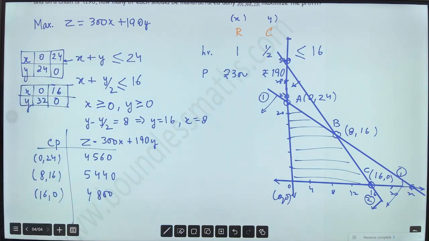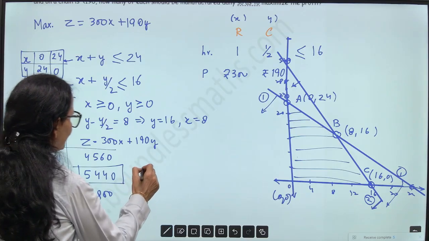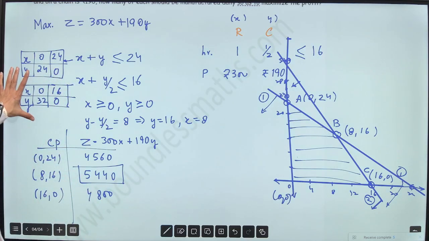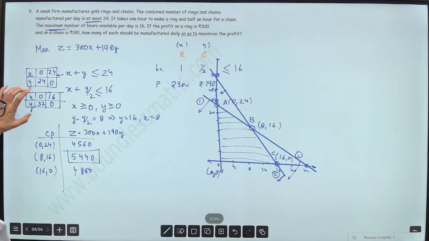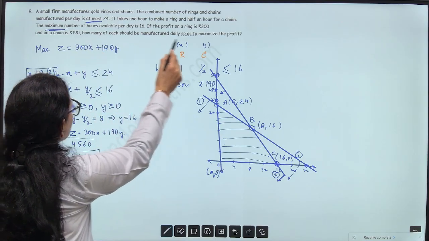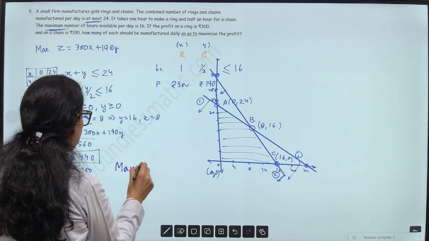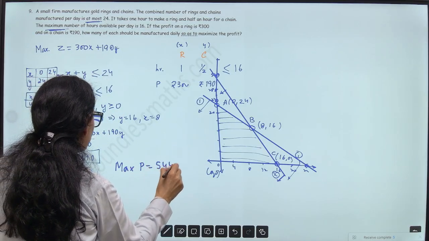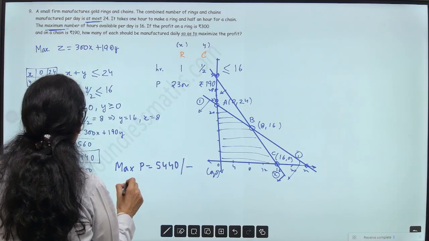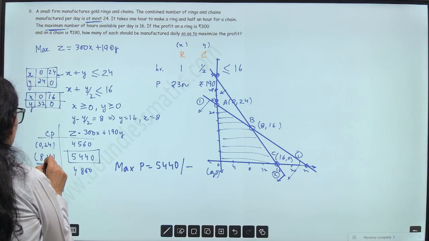So the objective was to maximize. Maximize means the maximum value here is this. The question was how many of each should be manufactured to maximize the profit. So that means now the maximum profit is rupees 5,440 when x is 8 and y is 16.